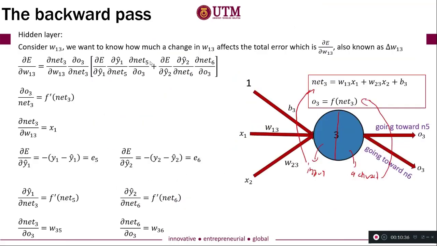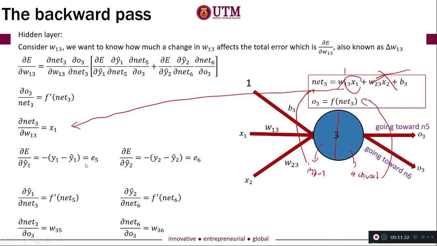Now again, this one is related to this component. In order to find this component, it is a derivative of your activation function over your net 3, and then del net 3 over del W13, which is this one. If you apply the derivative, this one will be cancelled out, and from here this one becomes 1, then you only have x1 left, which is going into that direction.